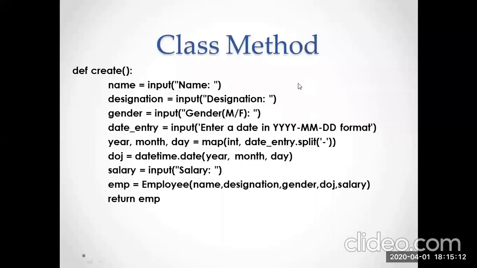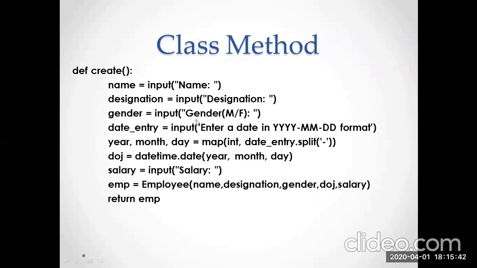In our program, we are going to define a create function. This is a normal function where we are taking input from the user. So we have defined a name variable. Now this is not a class variable. Then in name, we are going to store the name given by the user with the input, which is an inbuilt function. In the same way, designation will accept the designation given by the user.